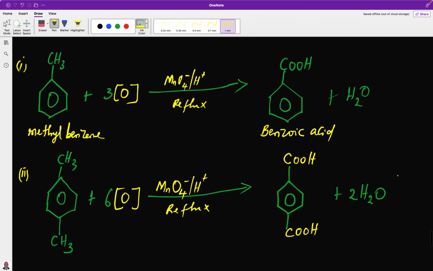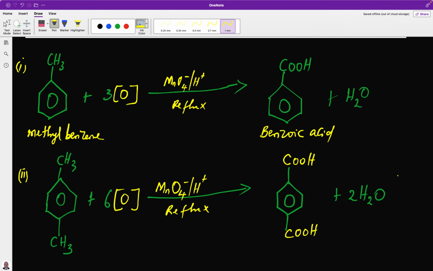Then, if I was using 1,4-dimethylbenzene, remember I told you that the side chains are the ones to be oxidized. We are now going to have two acid groups here. Our product will be a diacid. There are two acid groups because the two side chains are going to be oxidized to two carboxylic acid groups, with two molecules of water being produced.